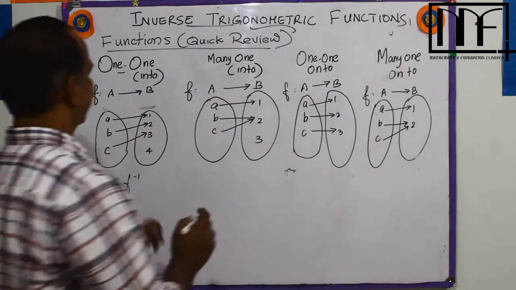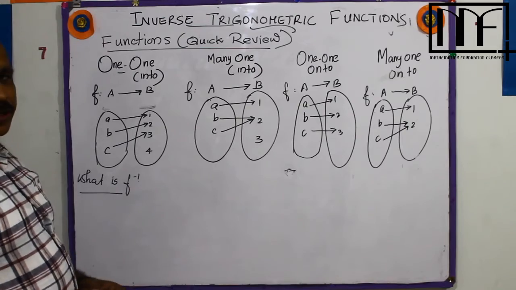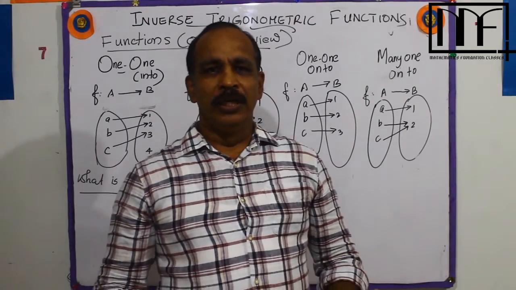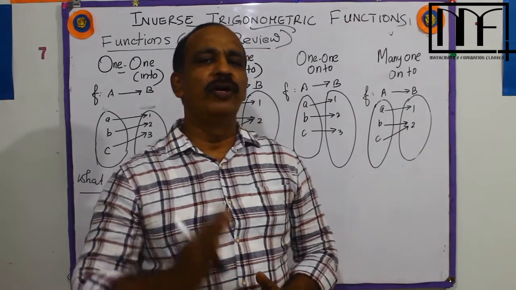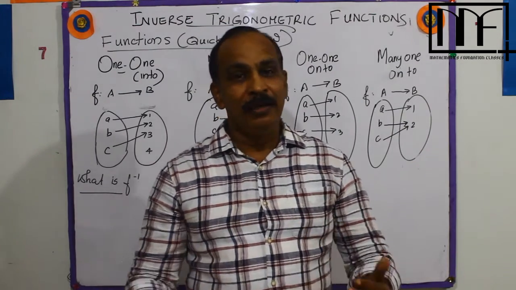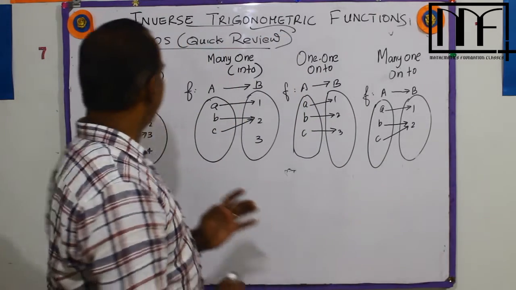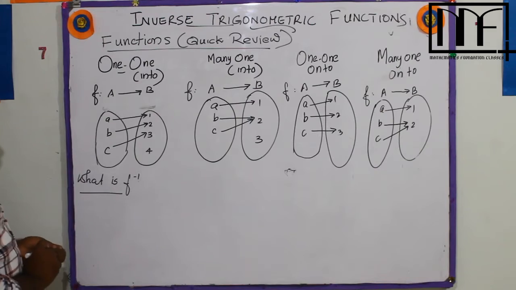Okay, now here as per the definitions, in order to have an inverse function, the function must be one-one and onto. Why such a condition? Actually, we always discuss that the function must be one-one and onto.